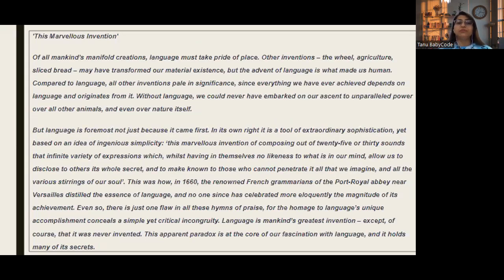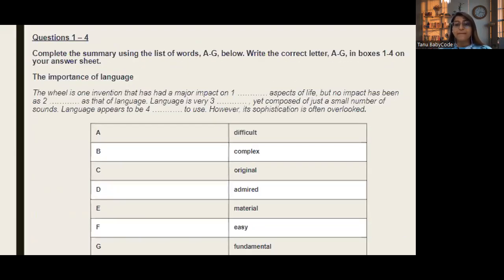This passage is about the marvelous invention. Before reading the passage, you should go to your questions first. Now the question says complete the summary using the list of words. So you have options here, A to G. You have to select the words from these A to G.